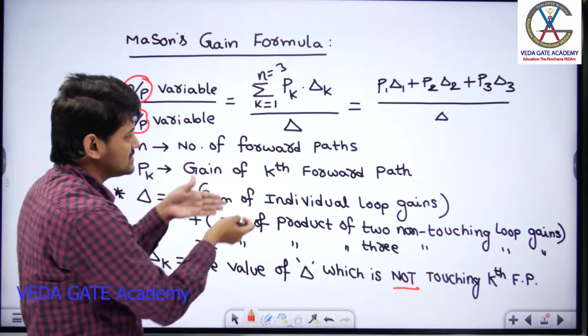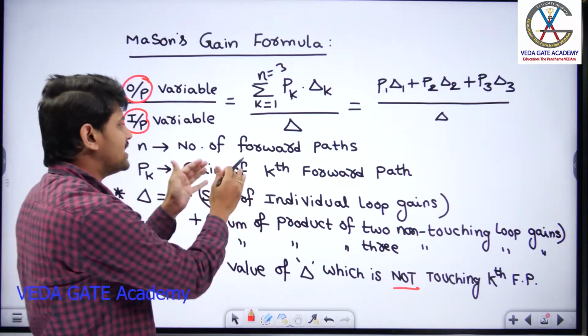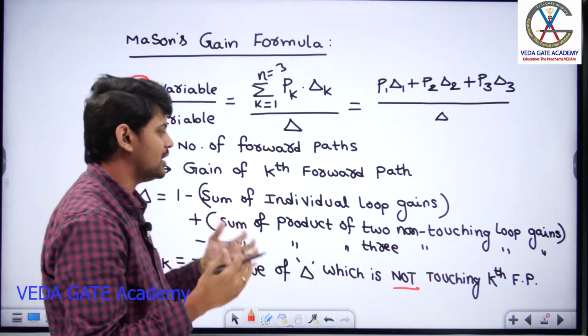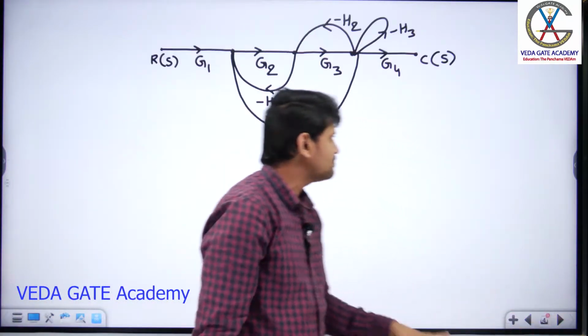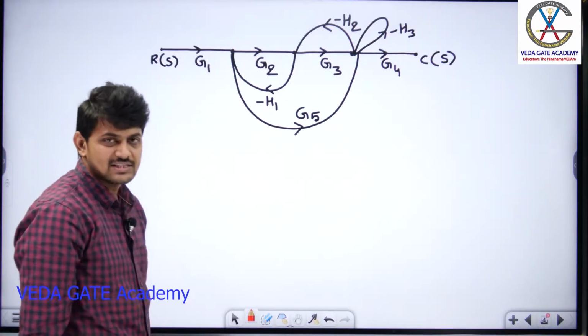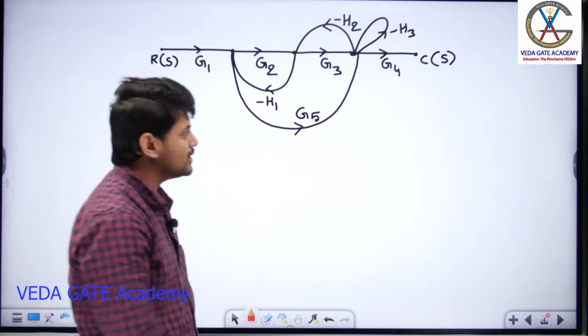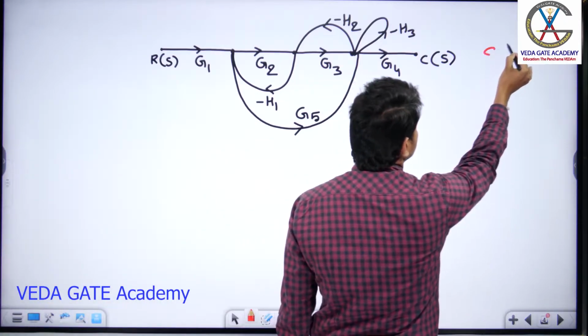Rather than listening to these terms, if I try to apply this particular formula to a given signal flow graph, you can get a complete idea. Let me start with one simple example. This is the given signal flow graph, and for this signal flow graph, they ask you to determine the ratio of C of S by R of S.